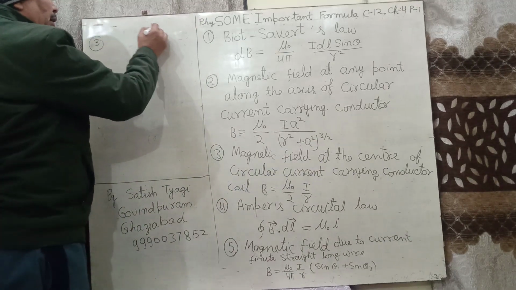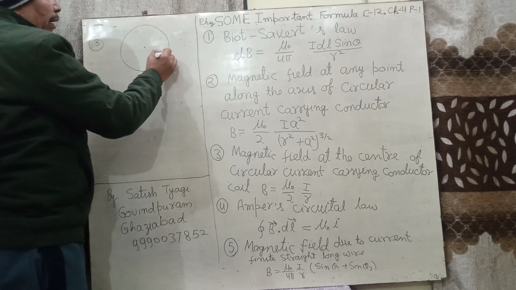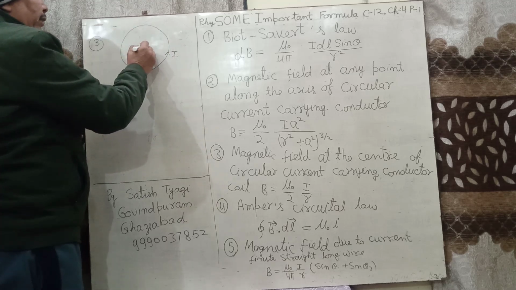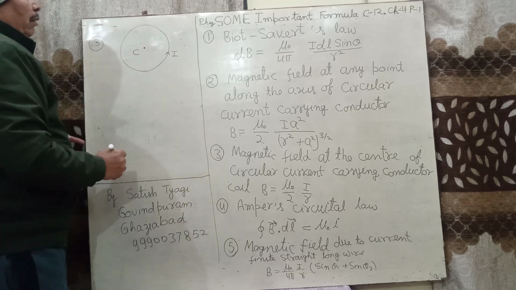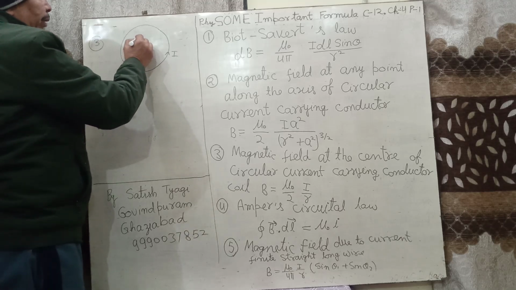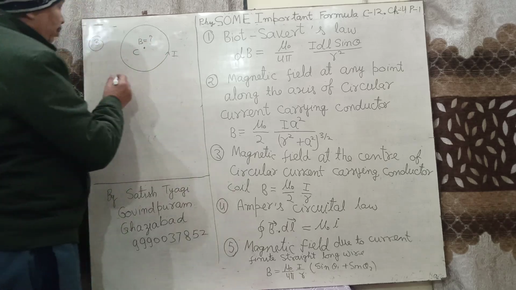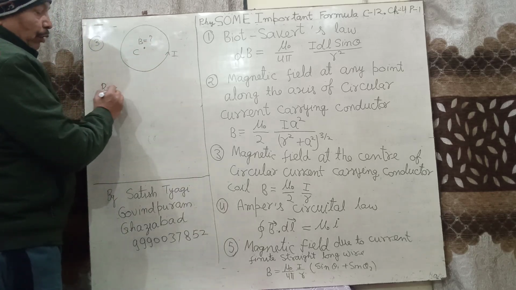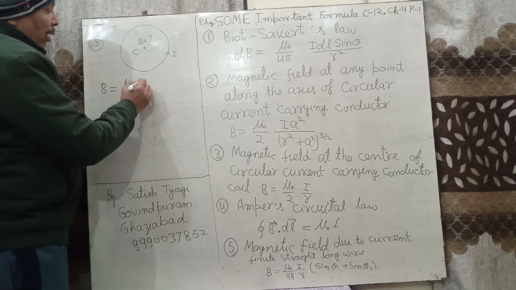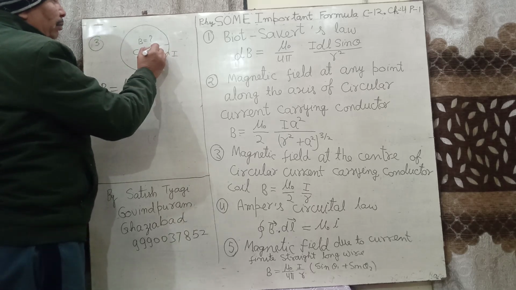Suppose current I flows in the circle and this is the center. Then the magnetic field here B equals question mark. The magnetic field B equals mu 0 upon 2 I upon R, where R is the radius of the circle.